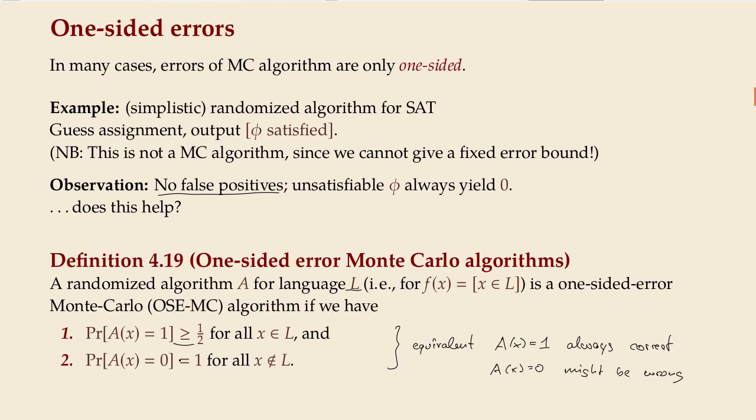It's a bit confusing because this is actually with probability 1, so it looks like it's the other way around, but that's the way it is. So I think this is easier to remember.